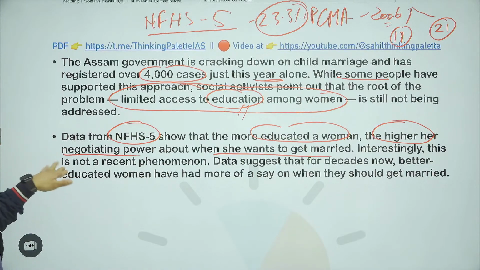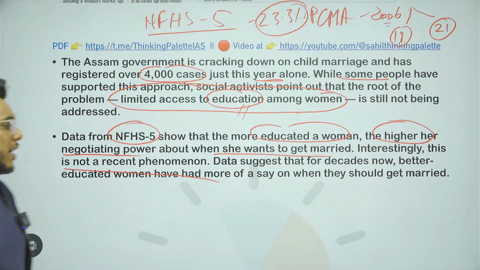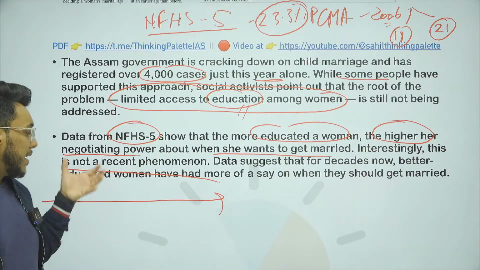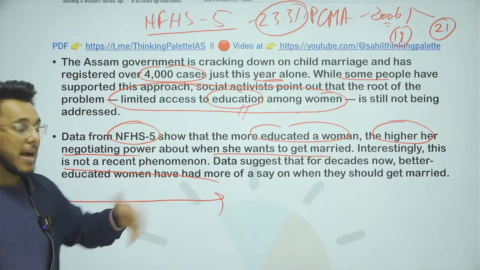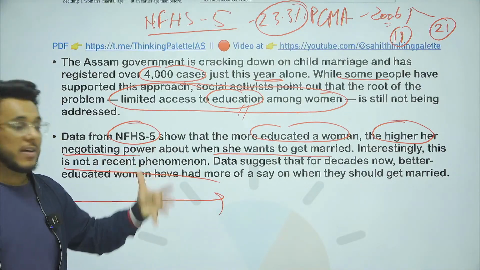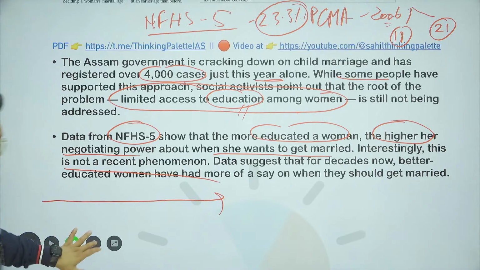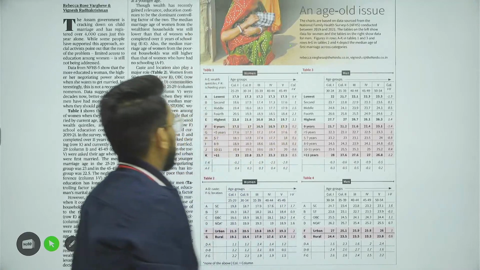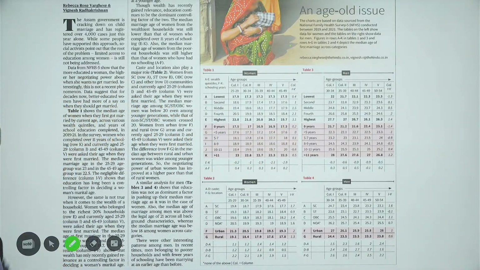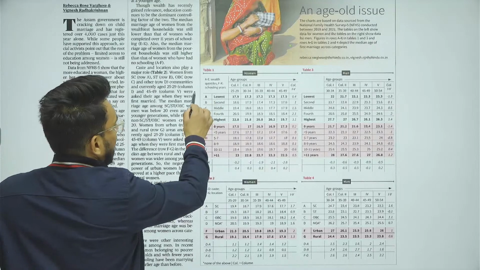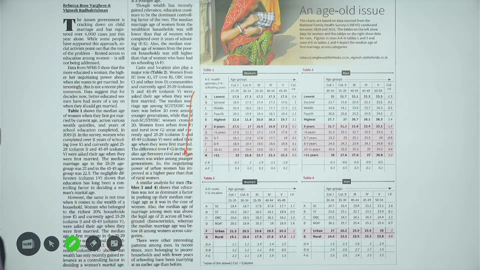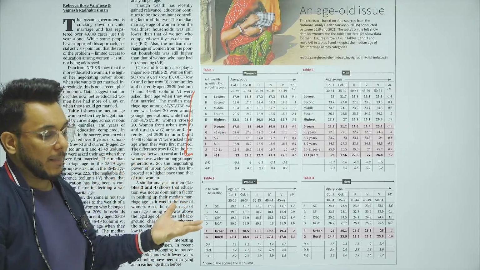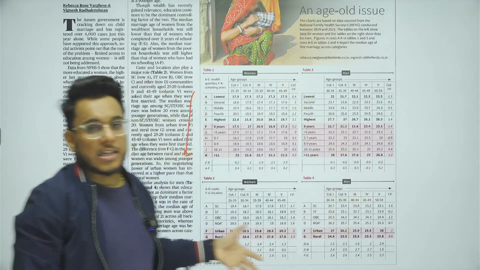Moreover, it has also been provided that child marriages are not a recent phenomenon. The data has suggested for decades that educated women had more say in when they should get married. This data has been demonstrated in these charts as well. Here we see that girls doing more years of schooling are prone to get married later in life. So this is just the data that has been given here.